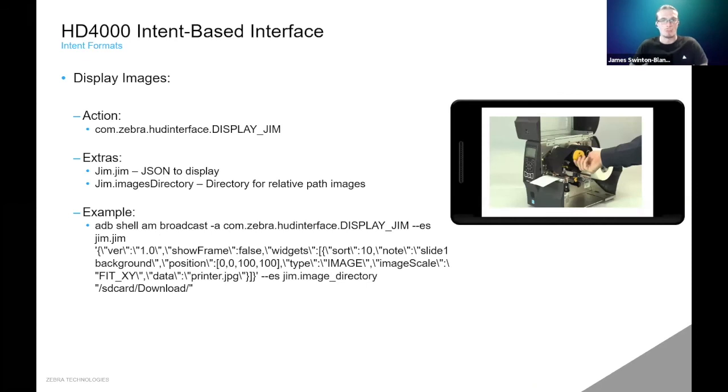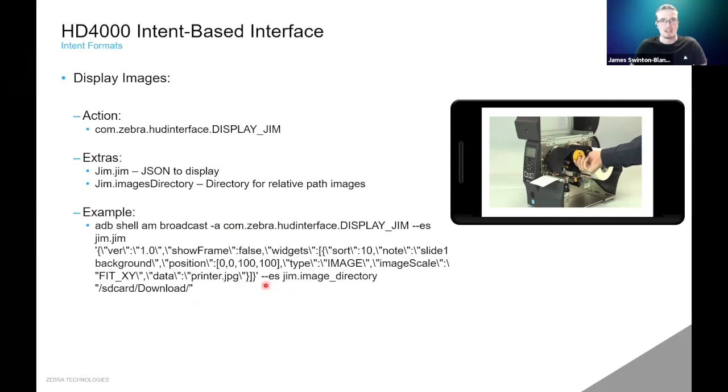Finally, then we also have support for the GIM. So if the JSON image model piqued your interest and you thought that's how I'd like to design my screens, that's also supported by the intent interface. So you just call the display GIM action here, and there's two extras. So it's the JSON to display, and then an optional extra of the images directory, which is the directory for relative path images. So if you want to include image widgets, then you would need to pass that extra as well. And there's an example of how that would work.